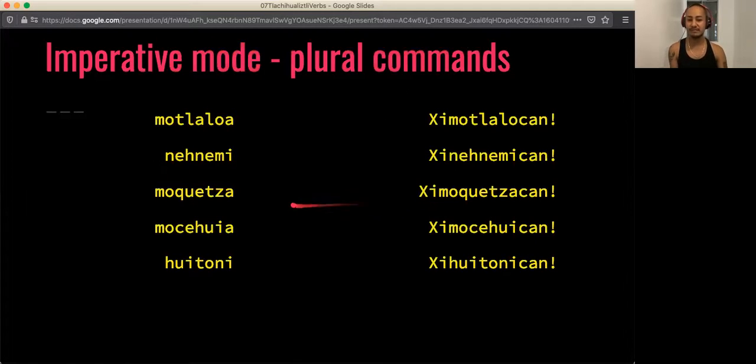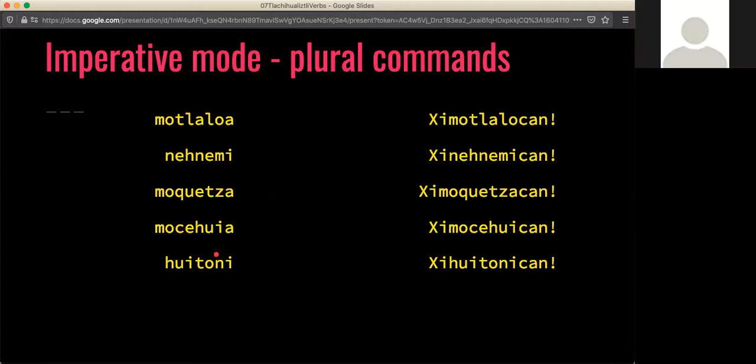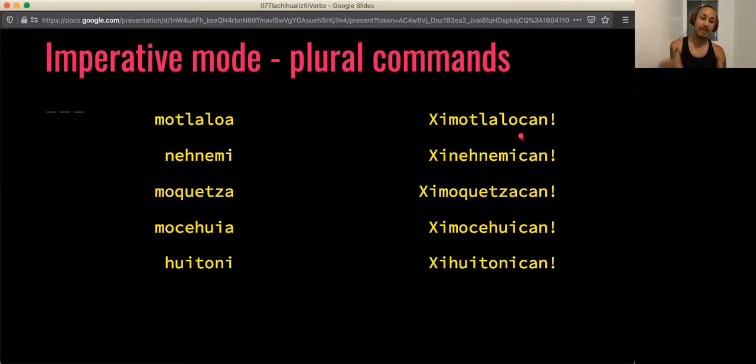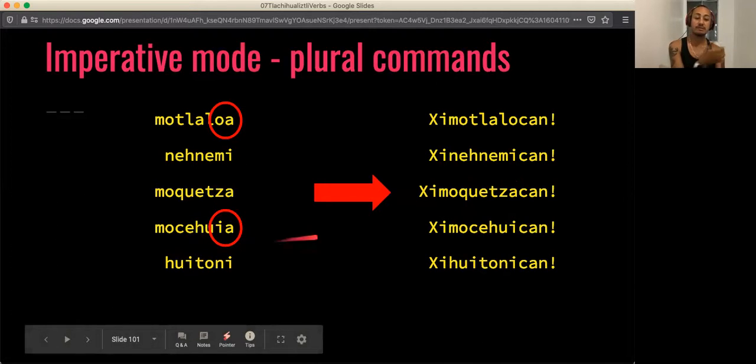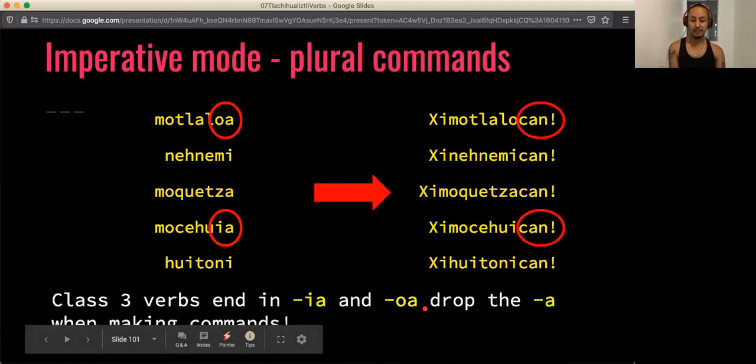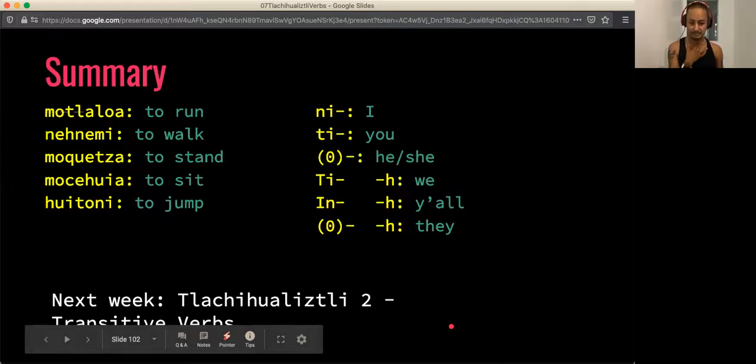All right, so the only difference here is the verbs on the left is just a verb, but when you give a command and it's more than one, you can add the she, and then you're gonna remove the a, like for these verbs that end in a, oa and ia, you're gonna remove the a and add the can. But in regular verbs that are not class 3, you're gonna just add the can. So it's she and can. Shinehnemikan, shimoketzakan, shiwitonikan, shimosewikan, shimotlalokan. Okay, and then class 3 verbs drop the a when you make commands.